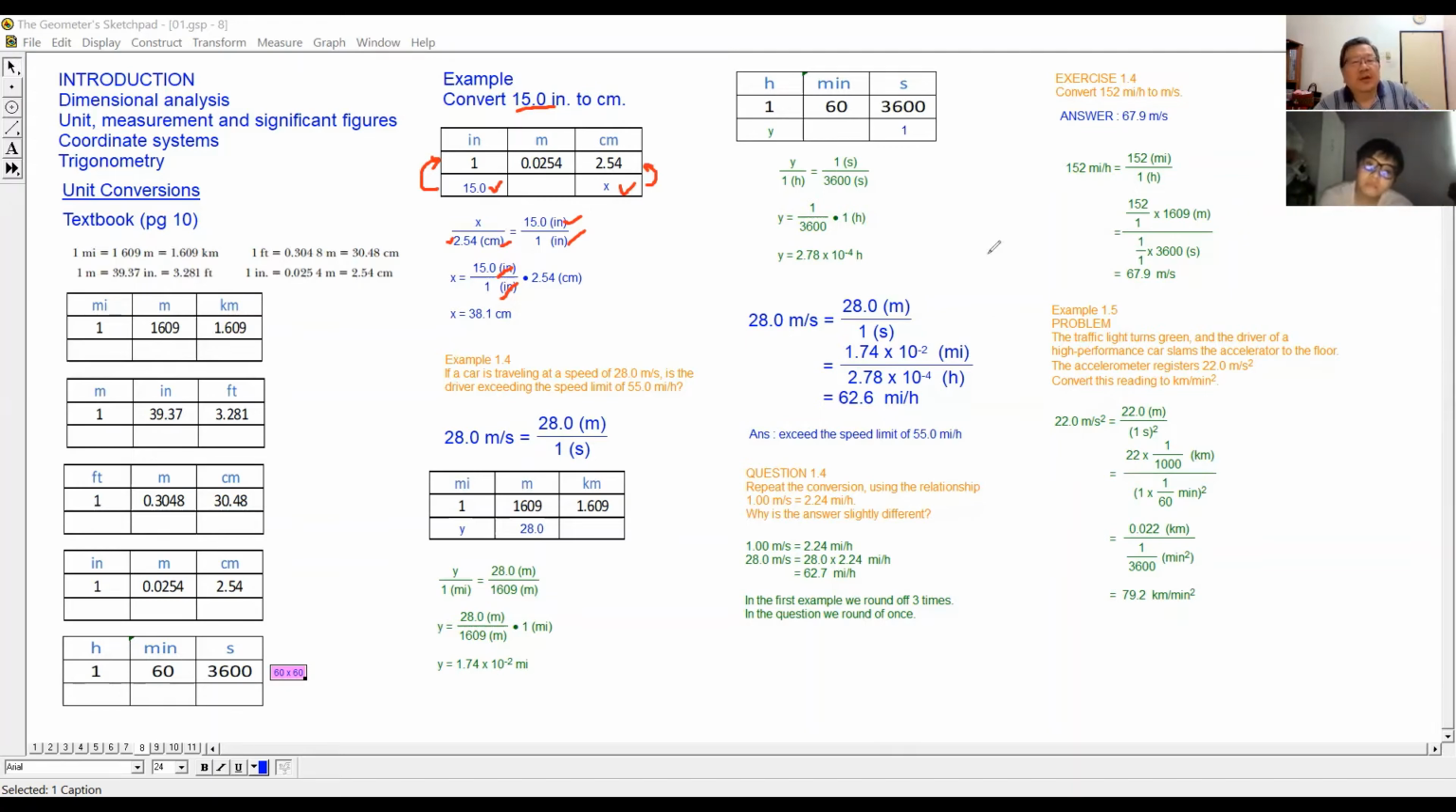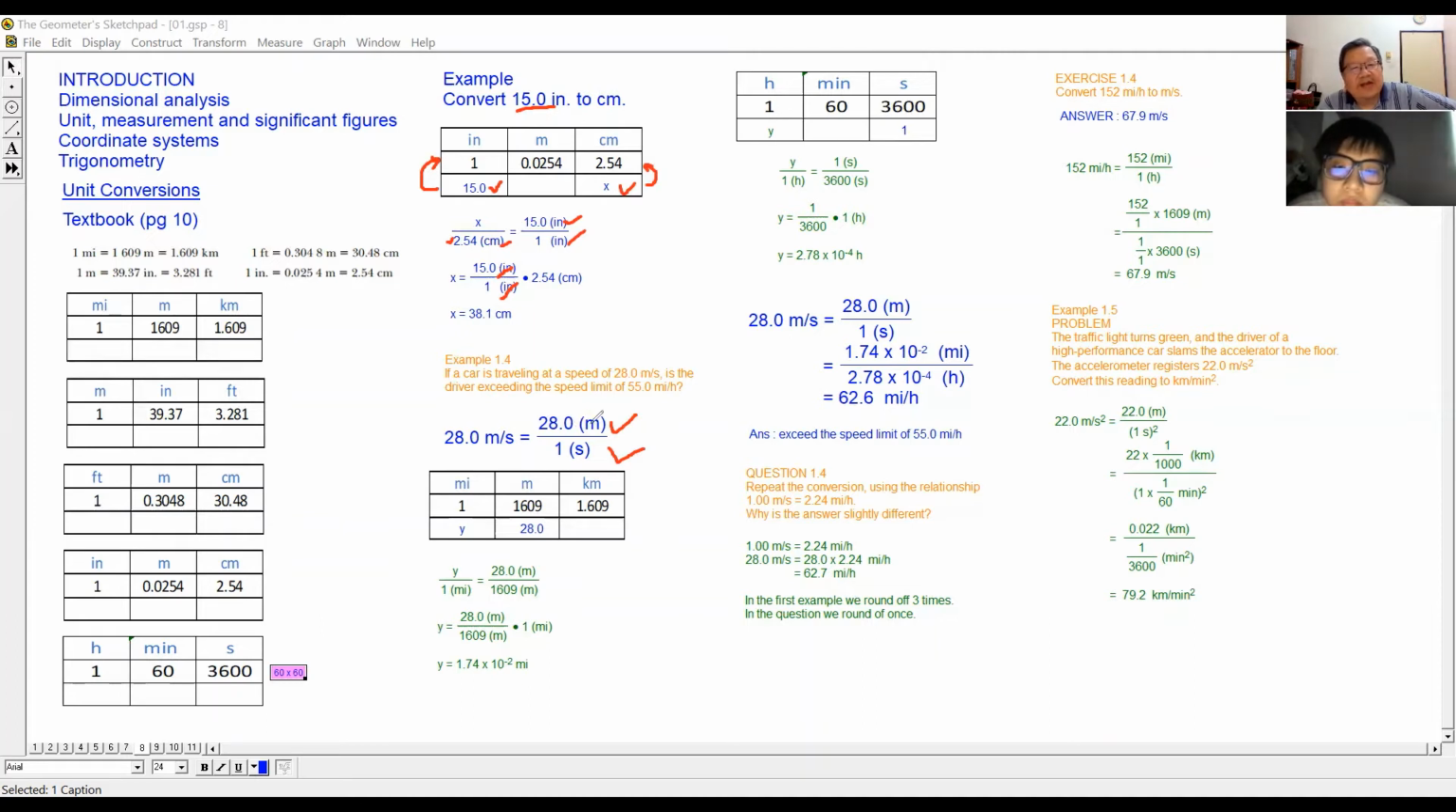So the first is 28 meter per second. 28 meter per second means 28 meter in 1 second. Per means divide. Per second means divide by 1 second, and the number at the bottom is always 1. So now I try to convert the top one first.